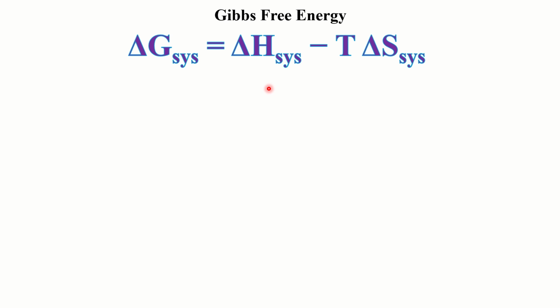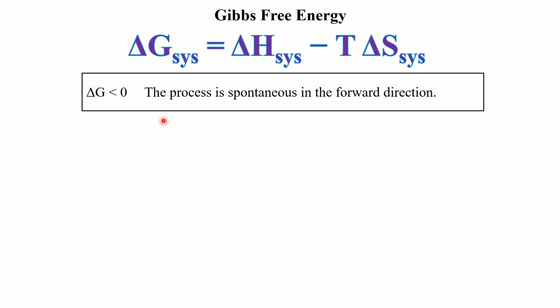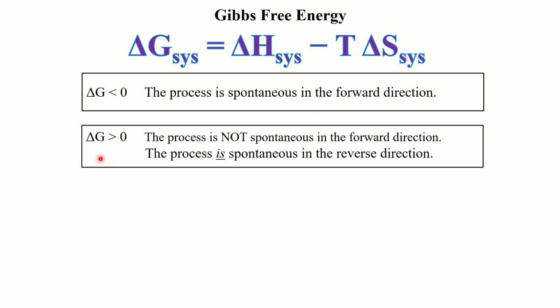So free energy change can also be viewed as a measure of a process's driving force. When you have a negative delta G, or when delta G is less than 0, the process is spontaneous in the forward direction. If you have a positive delta G, the process is not spontaneous in the forward direction. You would need to input energy to get that process to move in the forward direction.